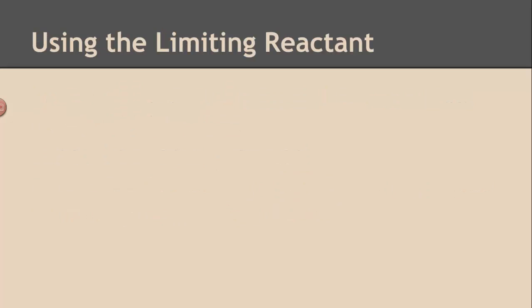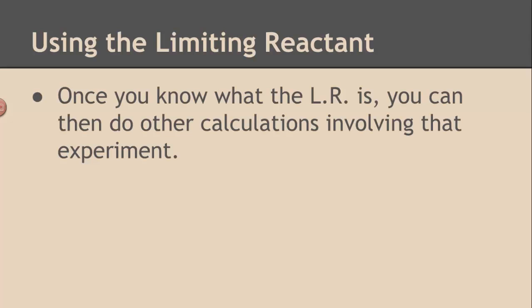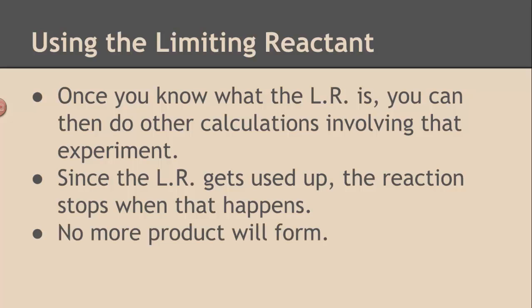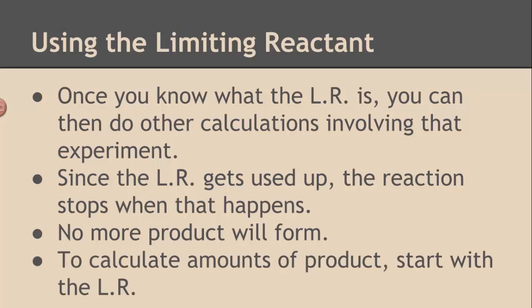Okay? So why do we do this? Well, if you remember, the point of stoichiometry most of the time is to predict amounts of substances without actually doing an experiment. Well, the reactant that gets used up first is the one that we need to start with, okay? Because the reaction stops when that one's gone. So once I know the limiting reactant, I can do some calculations, but I have to start with the limiting reactant because I won't make any more product once that limiting reactant is gone.